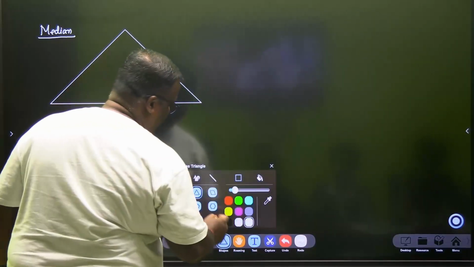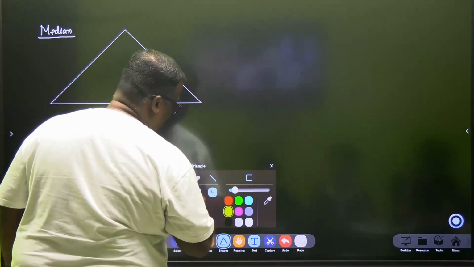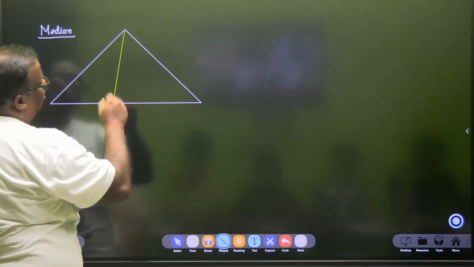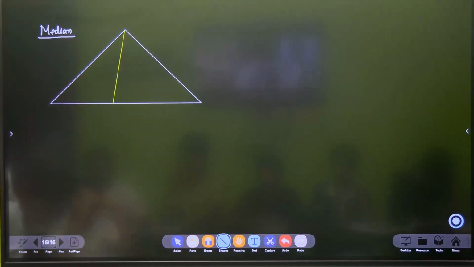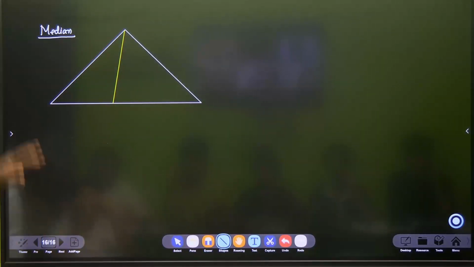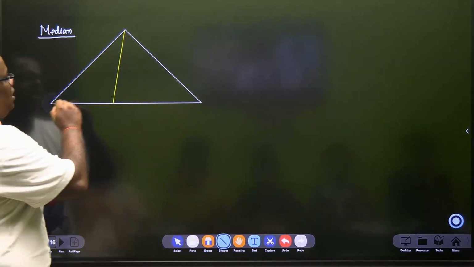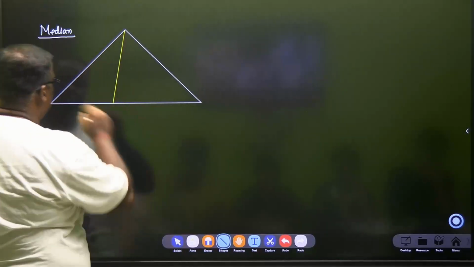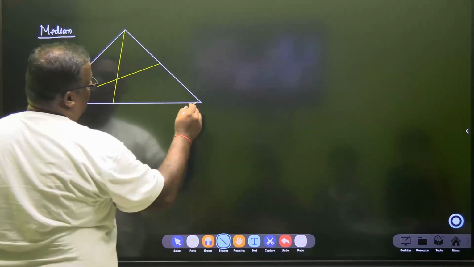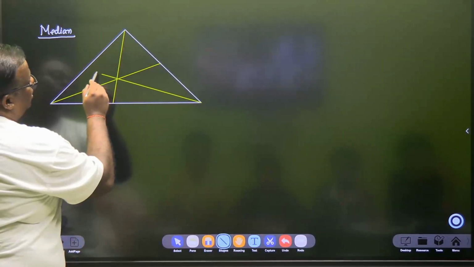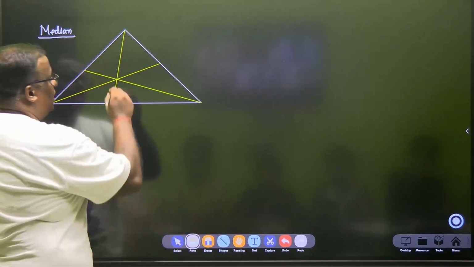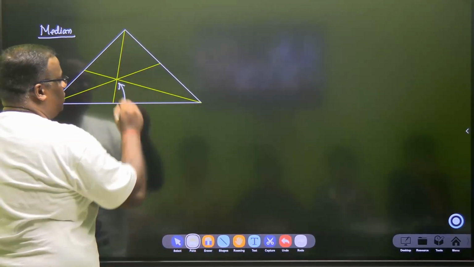A line that joins a vertex of a triangle to the midpoint on the other side is known as a median. So now how many medians can we have? 3 medians. Very good. And surprisingly, all these medians will always pass through a common point, and this point is known as the centroid of the triangle.